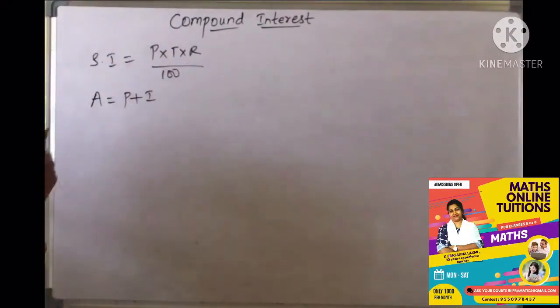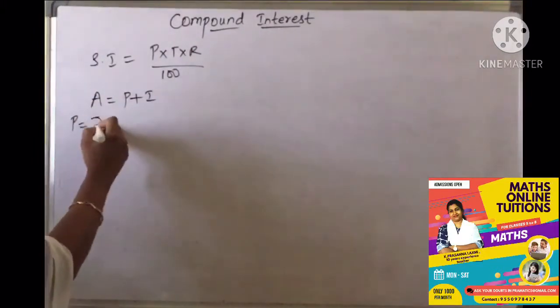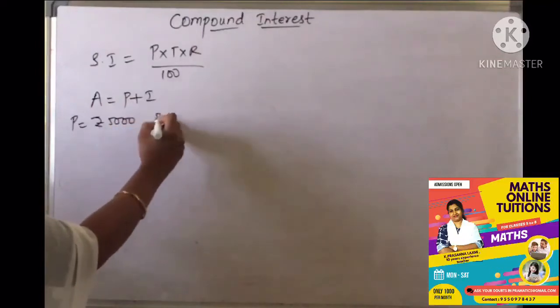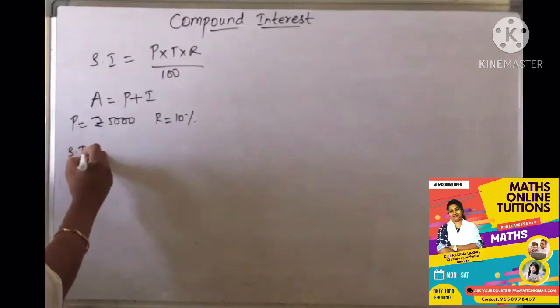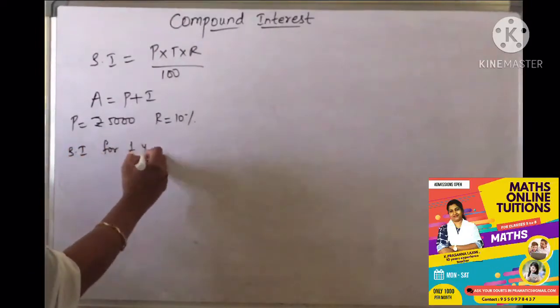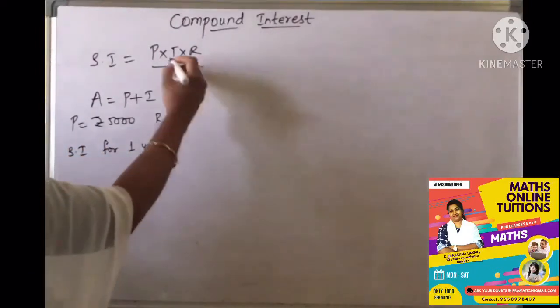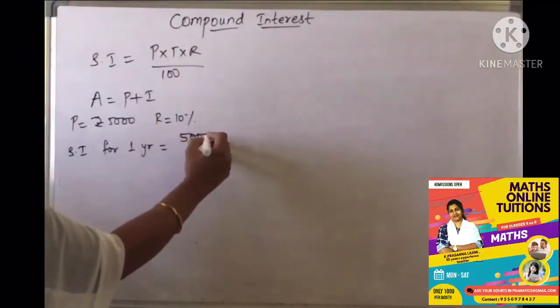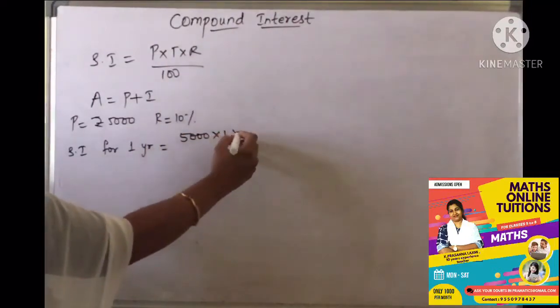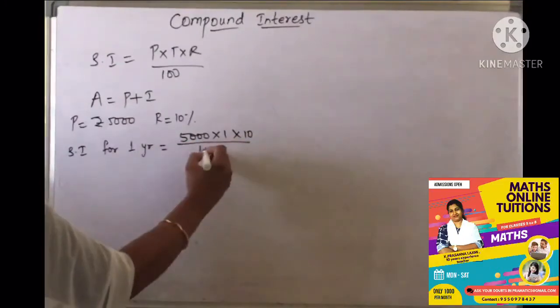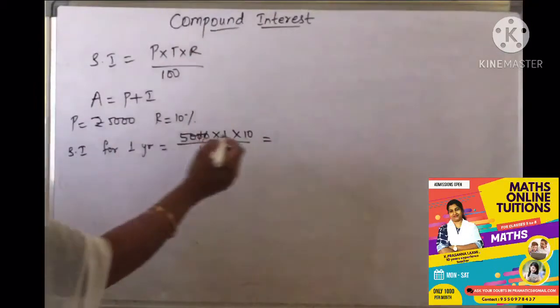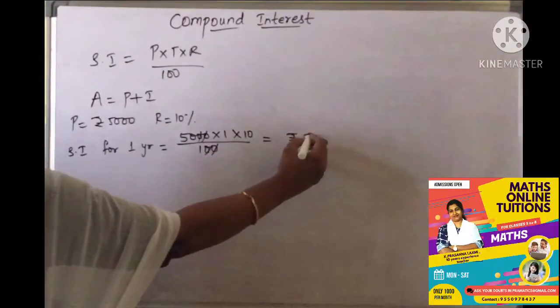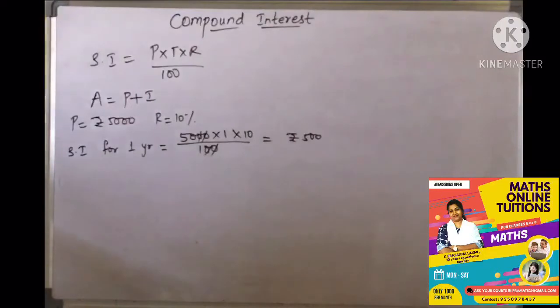For example, how to find the simple interest? I will show with one example. Suppose P is rupees 5,000 and the rate of interest is 10%. What is the simple interest for 1 year? We use this formula, P into T is 1 and R is 10 by 100. When I cancel this, you will get 50 into 10, that is rupees 500. Here the simple interest for 1 year is 500.